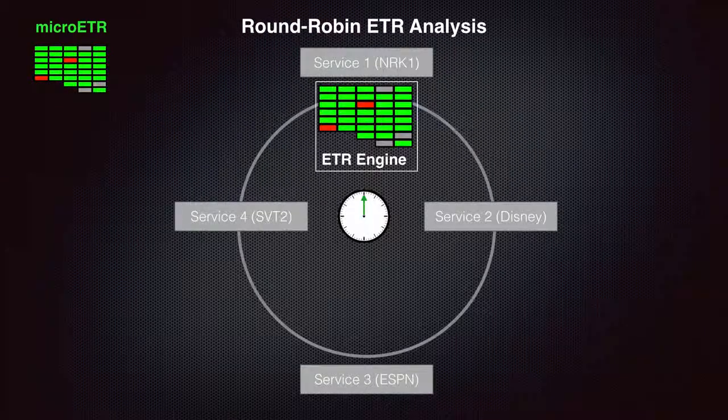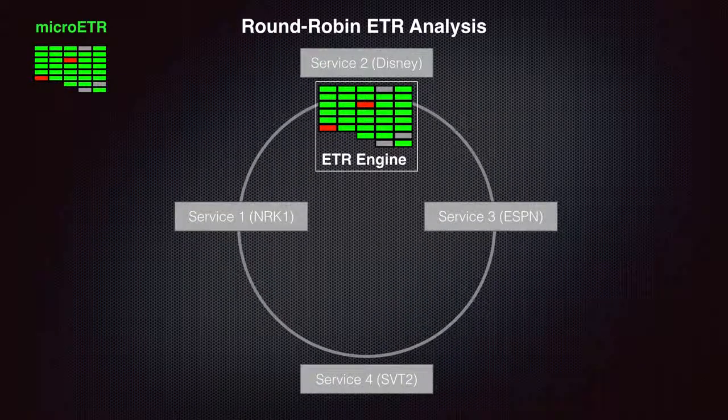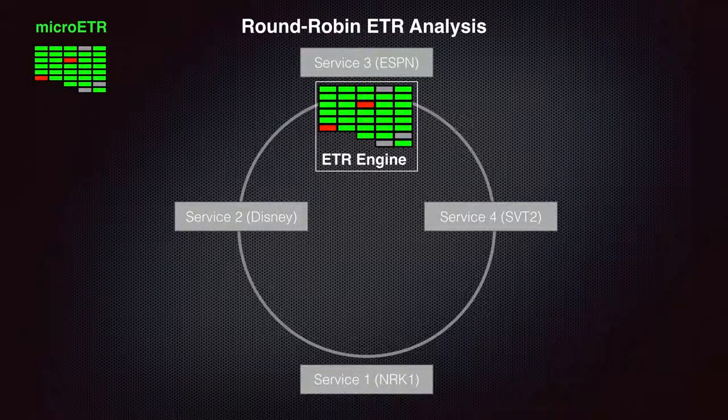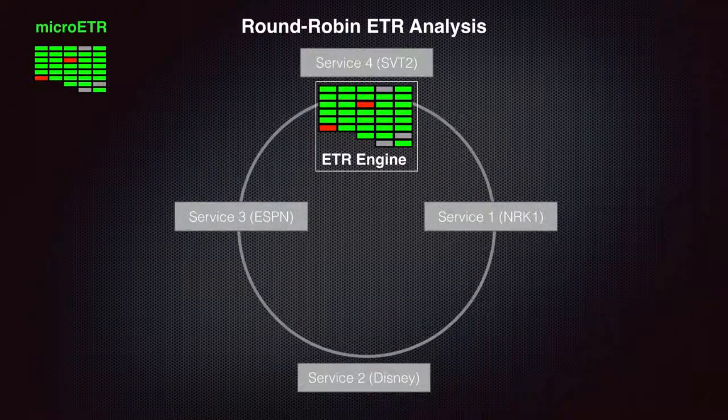In this example, we have 4 multicast streams sharing an ETR engine. You can see that service 1, NRK, is currently being tested. The clock in the centre represents the user-defined time that the service spends being tested. When the time slot is completed, the services shuffle round and testing begins again on service 2. Then service 3 gets its turn, and finally, service 4 enters the ETR engine. This process is repeated as long as the probe remains powered.